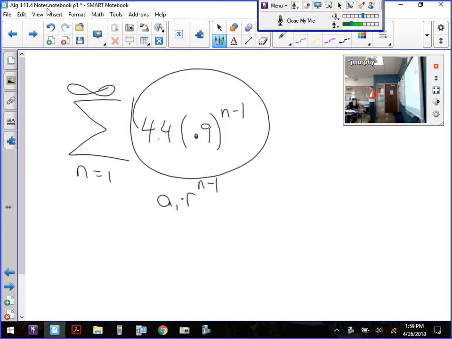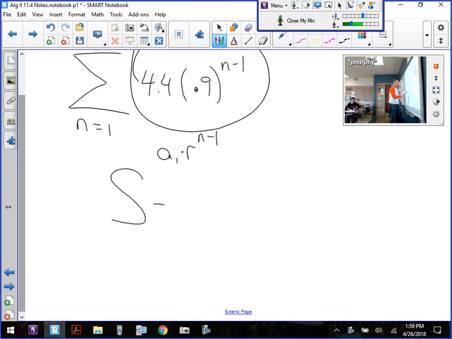Okay. Does that make sense? So when I know that I have to do the sum of the infinite series, the sum is first term divided by 1 minus r. So if I have that, I know that my first term is 4.4 and my r is 0.9. So I go 4.4 divided by 1 minus 0.9, and I believe your sum is?